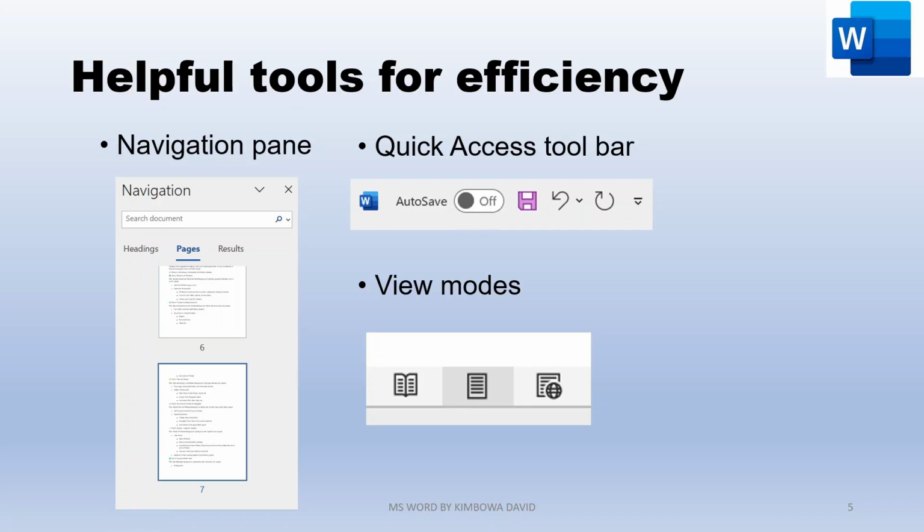Then view modes. Few modes we have: the read mode, the print mode, and the web layout mode. What is the read mode? Read mode is a mode in which your document is just read only. You only read and you cannot edit, you cannot do anything with a document in that mode. And when you want to do anything, just tap on the print mode. Print mode is a mode where we edit our document the normal way, which Word opens in the moment you open it for the first time.